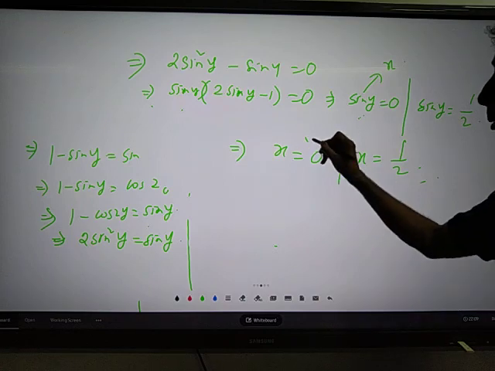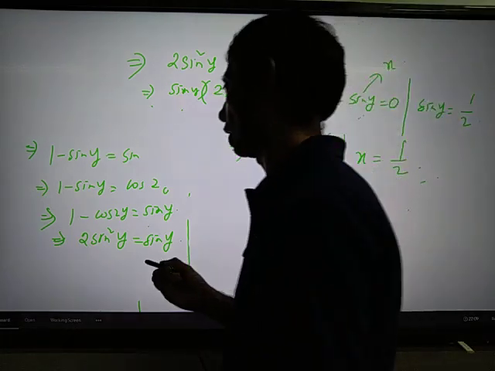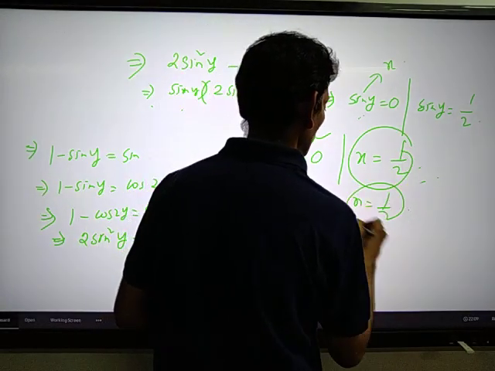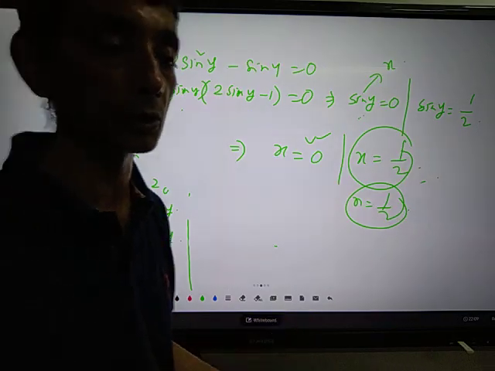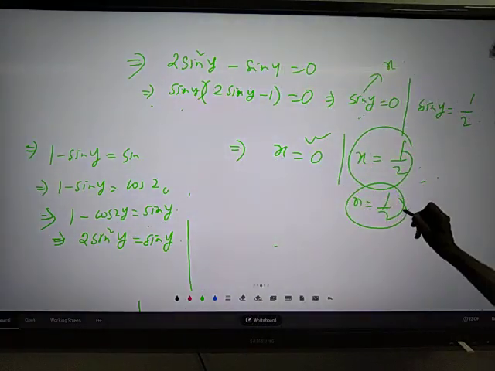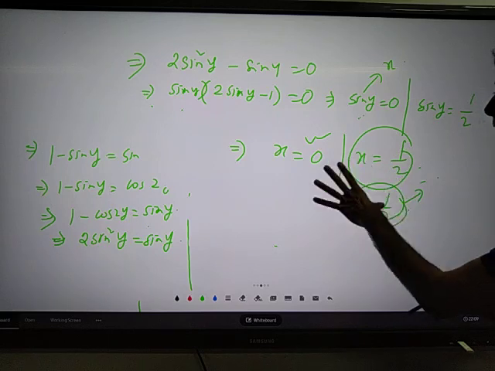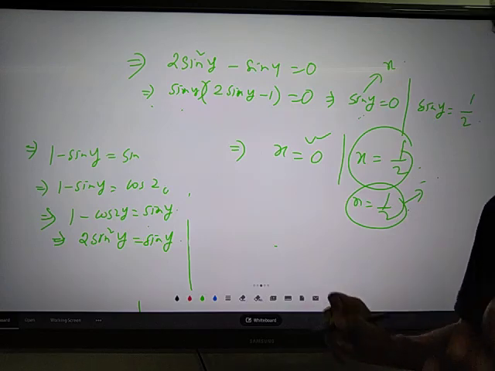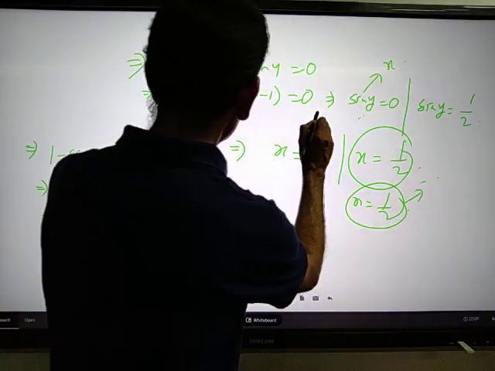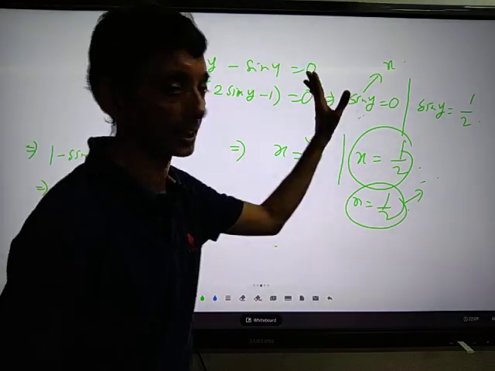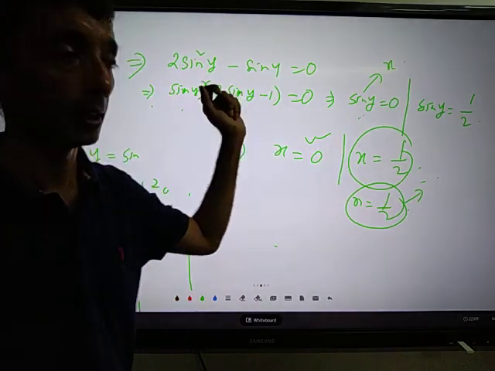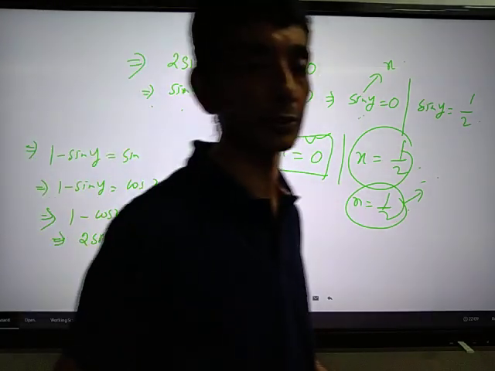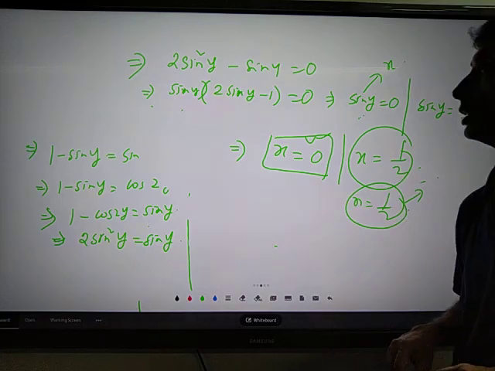Now we need to check whether both solutions are possible or not. You can check yourself: if you substitute x equal to half, the left hand side is not equal to the right hand side. Generally, while solving these, we need to check the values, whether they are possible or not. So x equal to half will not satisfy the given equation. Therefore, we are left with only one solution, that is x equal to 0.